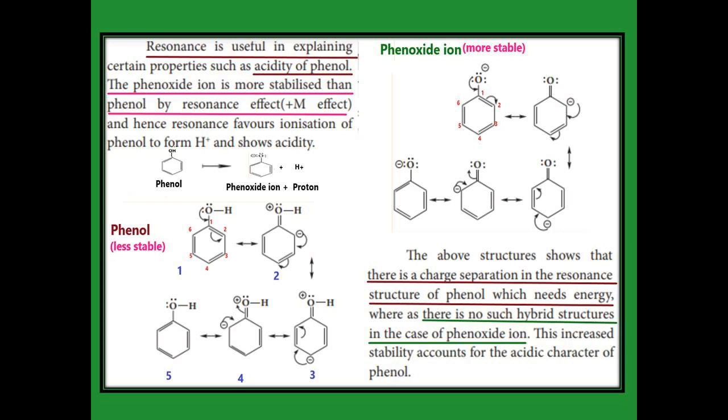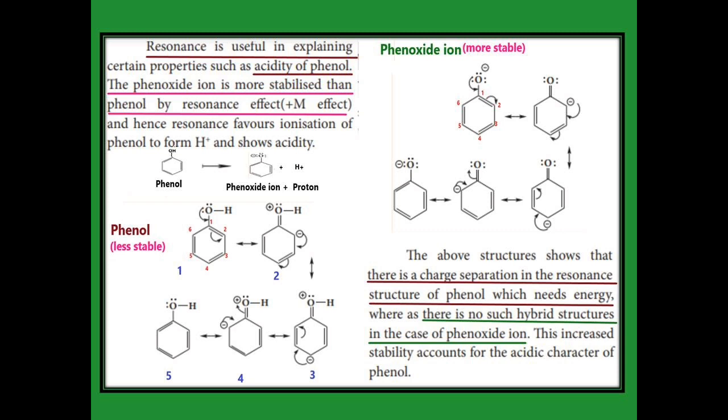In this resonance structure of phenol, there is a charge separation, which needs energy. There is no such hybrid structure in the case of phenoxide ion. So the phenoxide ion has more stability, but phenol is less stable. So which one is more stable? Phenoxide ion. So phenol now becomes phenoxide ion and a proton. The one giving the H plus ion is called an acid. Now phenol has acid character.